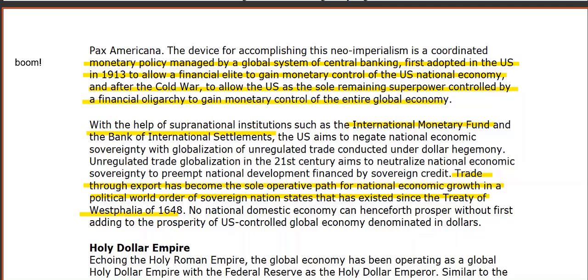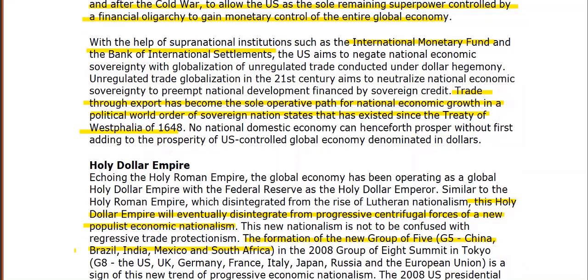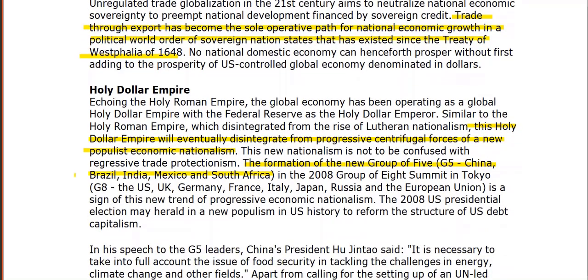No national domestic economy can henceforth prosper without first adding to the prosperity of a U.S.-controlled global economy denominated in dollars. So in other words, you can't prosper without paying, how can I say, tribute to the king, to the emperor, which is the United States.